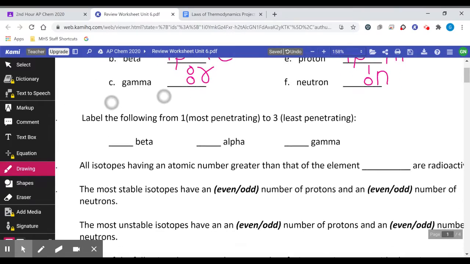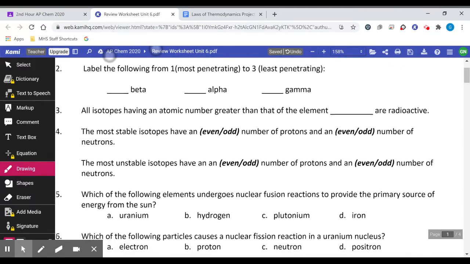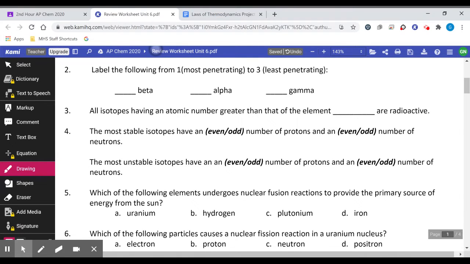Go on to number 2. Okay, we're going to be labeling the following from either being most penetrating, which we'll label with a 1, to least penetrating, labeling that with a 3. So which one do you think would be the most penetrating? Gamma, that's right, because it's not a particle at all. It can go through almost anything. What would be the least penetrating of those? Alpha. Very good. They're very large particles, so they tend to bounce off of things. Okay, and beta would be in between.